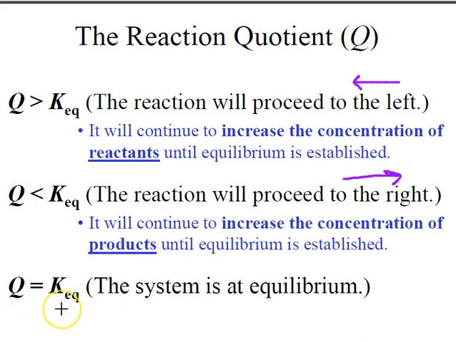If Q is equal to K, then that tells us that the system is at equilibrium. So it will continue to move toward reactants and products at the same rate, and none of the concentrations will change. It is already at equilibrium.